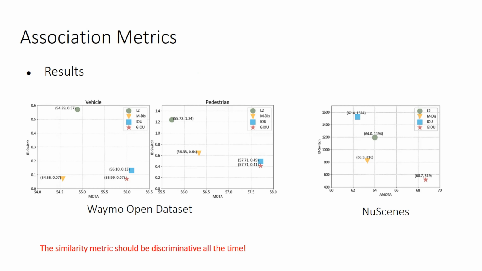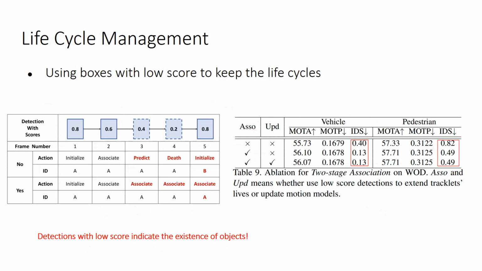Thanks. All right. Okay. The third part is lifecycle management. The basic idea is also very simple. We want to use the boxes with low score to keep the life cycles. For example, in the first row here, if we prune all the low score detections, then it will contribute to an ID switch.